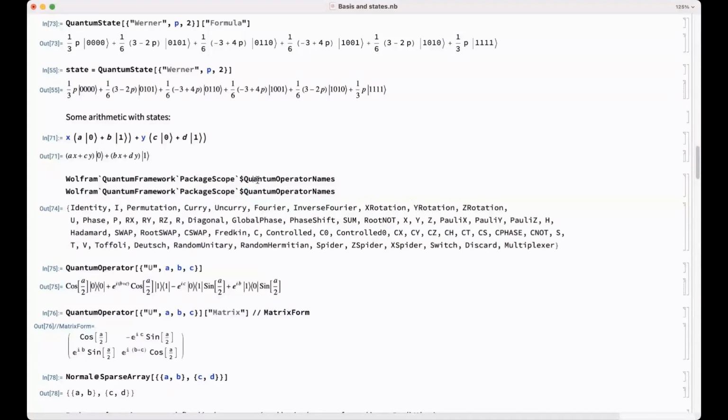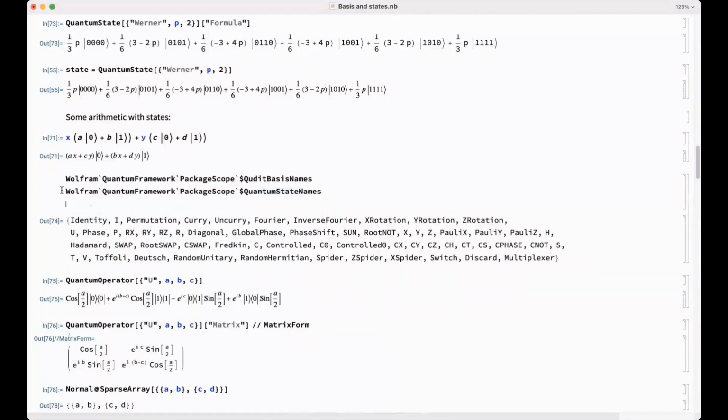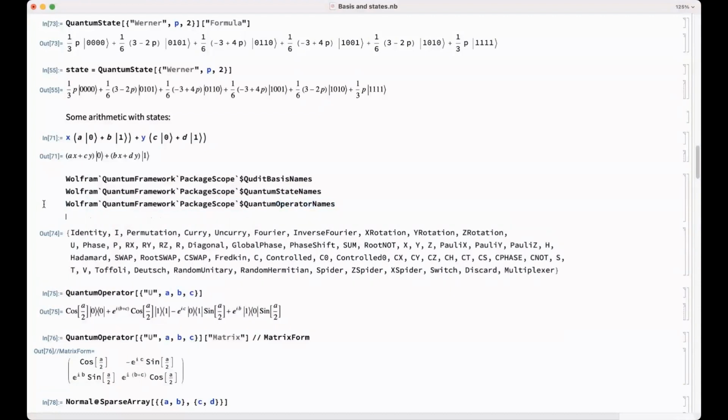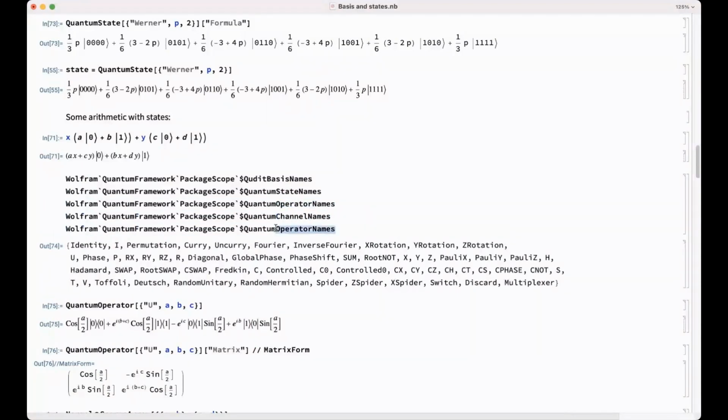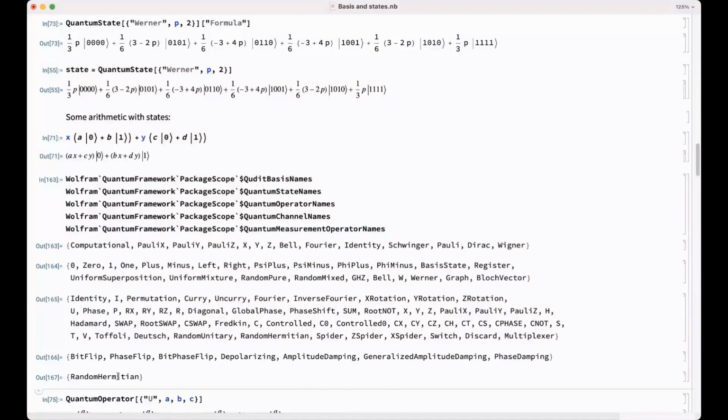That's listed here. You have Qudit names, QuditBasis names. You have QuantumState names. You have quantum operator names. You have quantum channel names. I think I have many quantum measurement operator names, but I think I still have them. Just one. We are not going to include it. And we have quantum circuits.